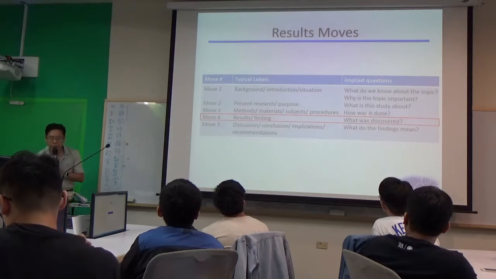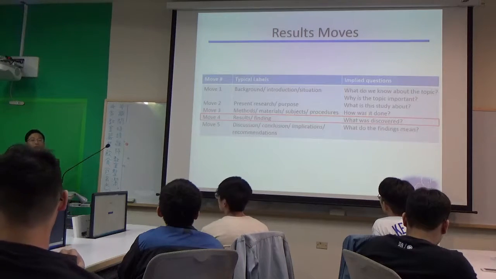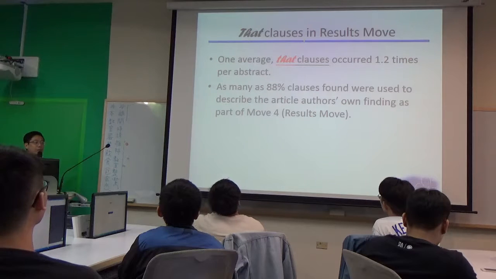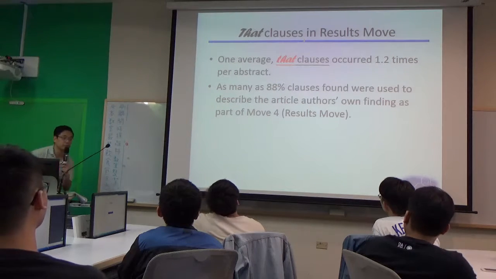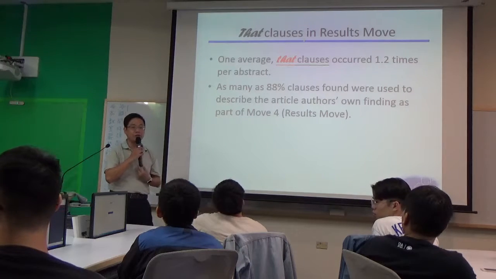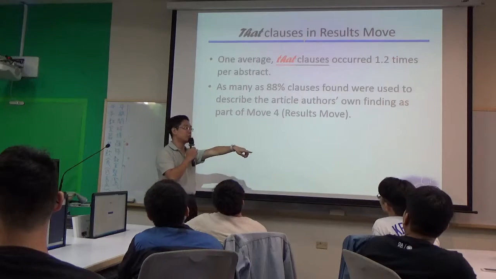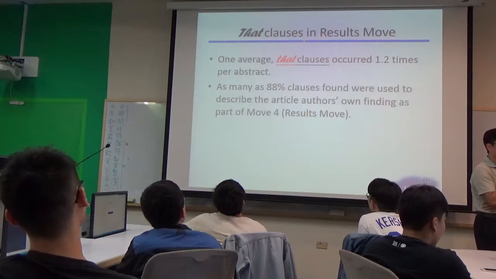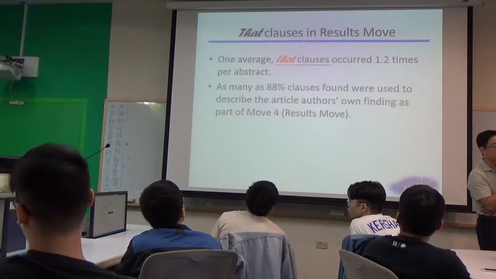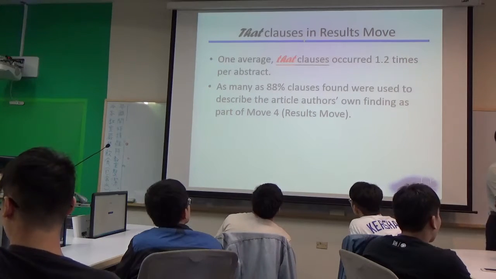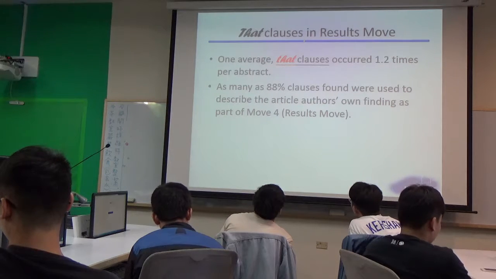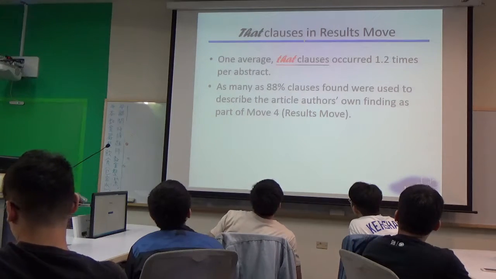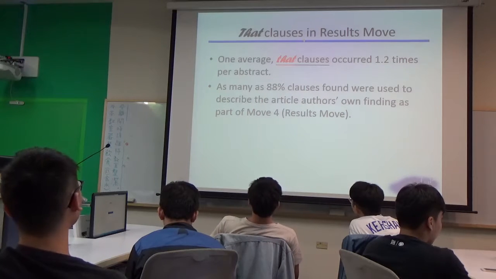Okay, so we are in move number 4, result. Talk about result. Do you know that clause? That clause. Do you know that clause in Chinese? No? That clause, what does it mean in Chinese? You don't know? Hao-Chen, that clause, what is that? Huh? No. Yijun, do you know? You don't know? That 子句. Clause means 子句.